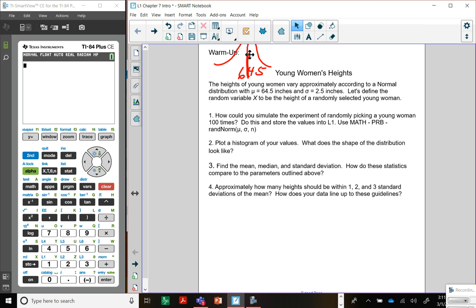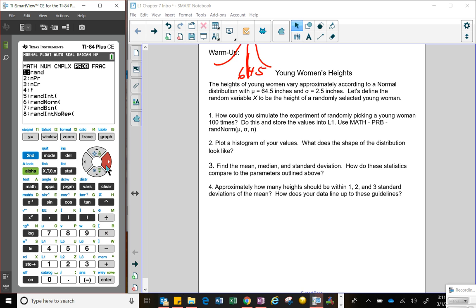So now I want to take a minute and see what would happen if I use the calculator to simulate taking an SRS of young women. So I'm on step 1 here. I can use the function math and then scroll over to PRB, and then on my calculator it's option 6, randNorm. RandNorm is like random normal. That means you're asking the calculator to pick a value from a normal distribution randomly.